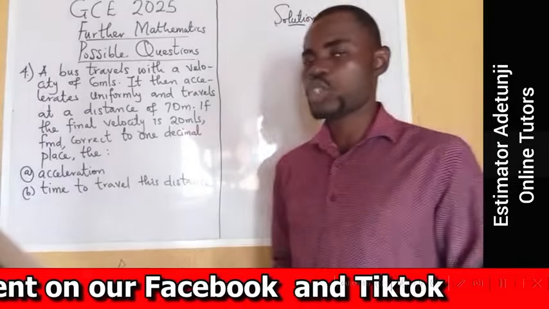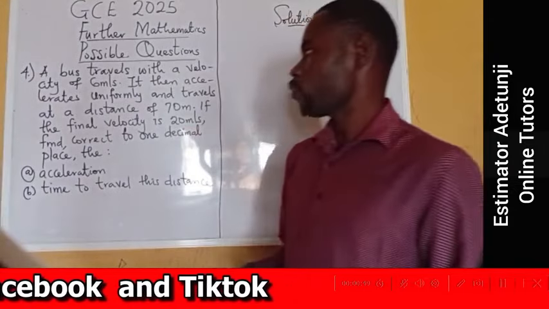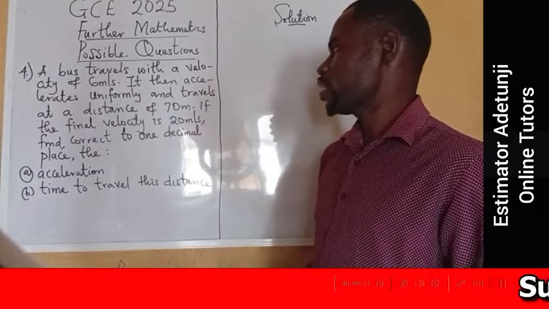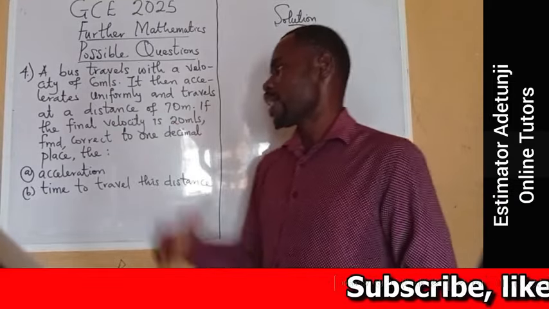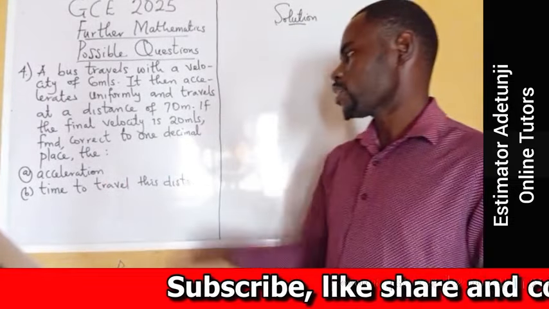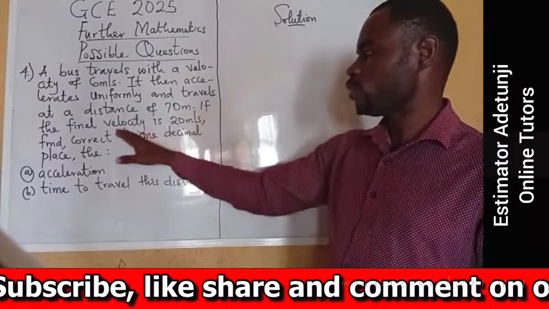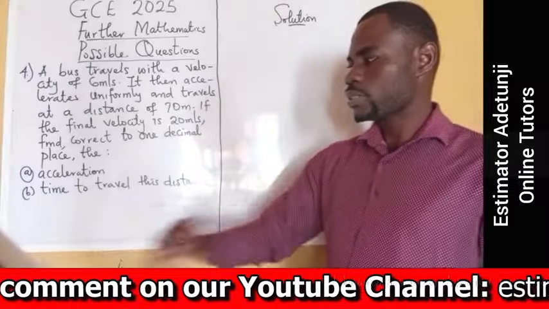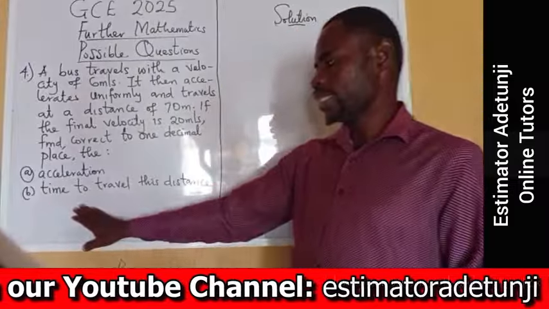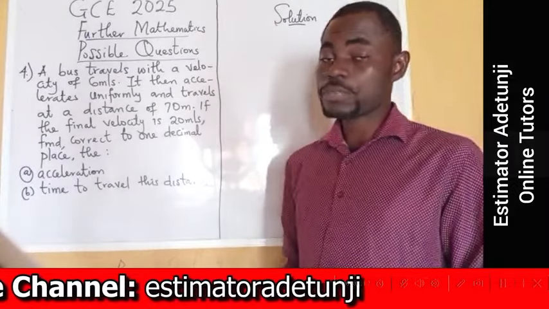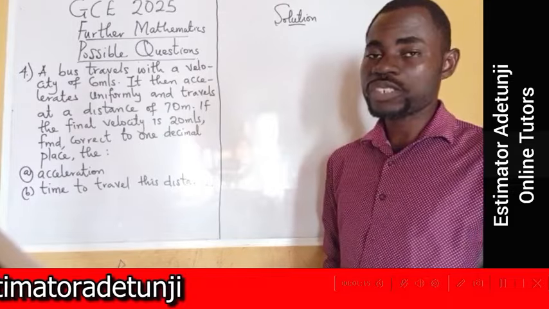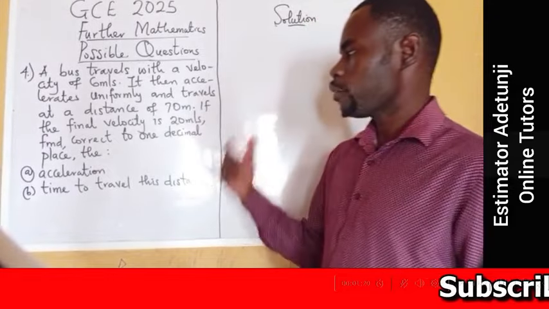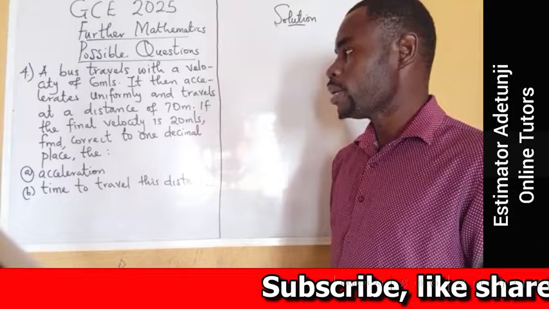In this video, we are going to question number 4. It says a bus travels with a velocity of 6 meters per second. It then accelerates uniformly and travels a distance of 70 meters. If the final velocity is 20 meters per second, find, correct to one decimal place, (a) the acceleration and (b) the time to travel this distance. Very simple physics question. Physics is one of the applications of mathematics. So let's interpret the problem and solve it.